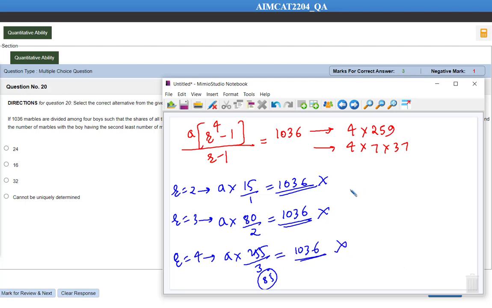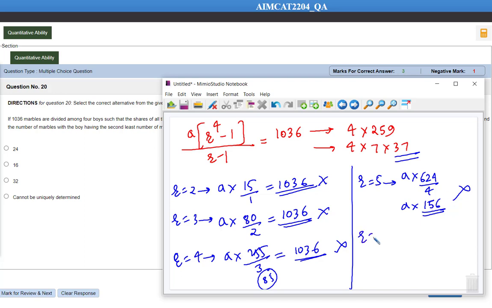Okay, after this let's put r is equal to 5. So a into 625 minus 1, 624, divided by 4, equal to a into 156. 156 is 13 into 12. This is not divisible by 13. So r is equal to 5 is also not possible.